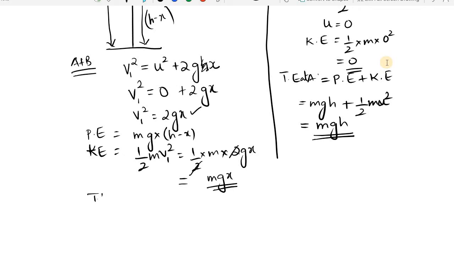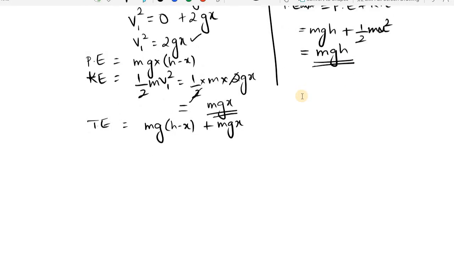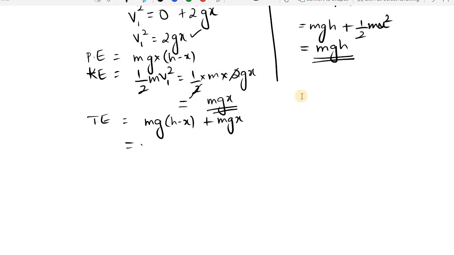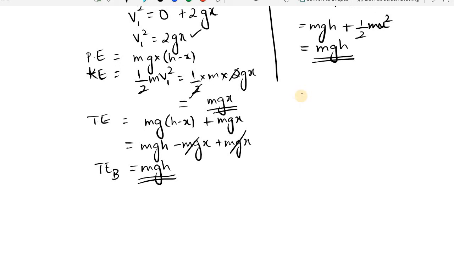So the total energy would be the potential energy plus the kinetic energy. Potential energy is mg into h minus x plus the kinetic energy, which is mgx. So now that would be nothing but mgh minus mgx plus mgx. So I can cancel these and I get mgh. So the total energy at B is mgh.